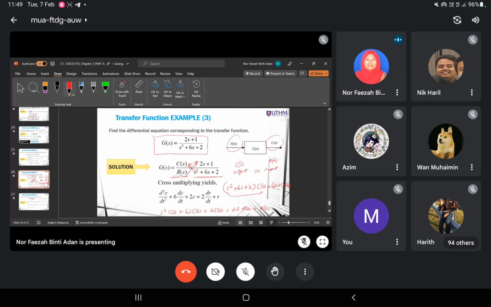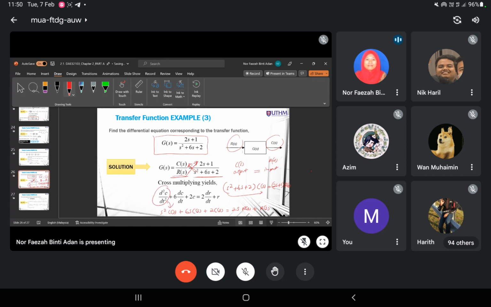Okay. So refer back to the definition ataupun conversion of time domain differential equation to Laplace transform untuk slide yang sebelum ni saya tunjuk awal-awal tadi. So when you have S squared CS, okay, maksudnya dia punya differential equation dia adalah d squared c over dt squared. Ni.